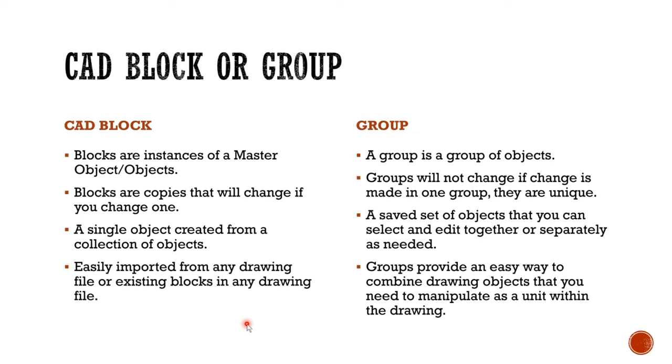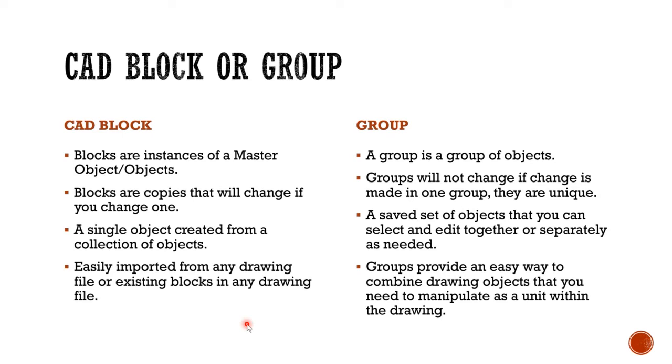Whereas a group is a set of objects. It is not one single entity. Maybe when you work with it, you feel that it is a single entity, but it's not a single object. Object, in CAD terms, means one item. So a group is not that.